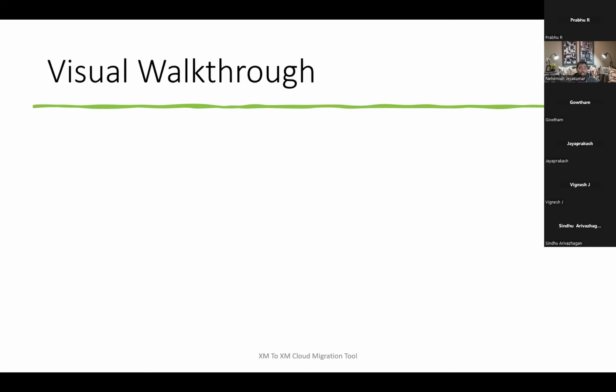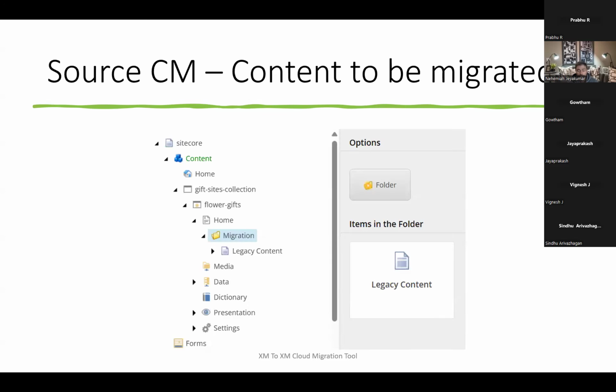So let's have a visual walkthrough of this tool. I have created a local Sitecore instance. I created around 30,000 sample items under a folder called migration. Let's assume that this is legacy content that I want to migrate as is. As I was showing in the slide, this tool just migrates as is. Whatever is in the source system, it will migrate as is to the target system. It does not do any sort of transformation in the middle. So in case you just want to move the legacy content to your XM Cloud, this tool will help you with that.